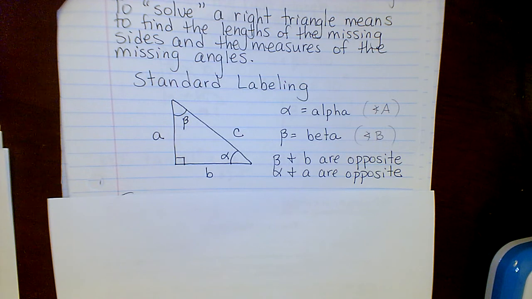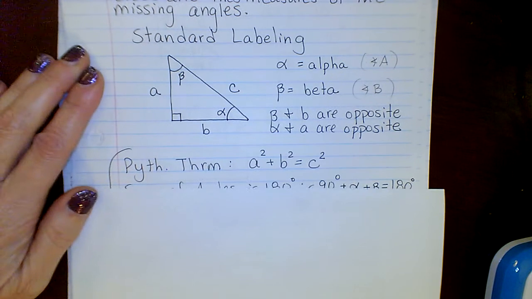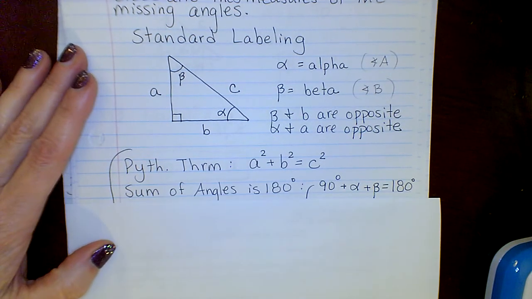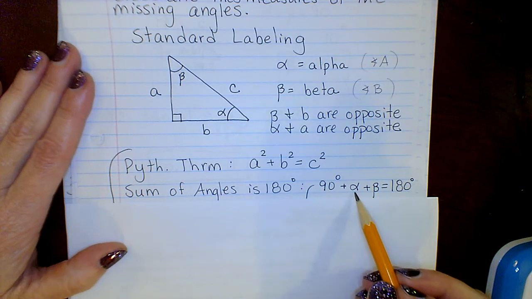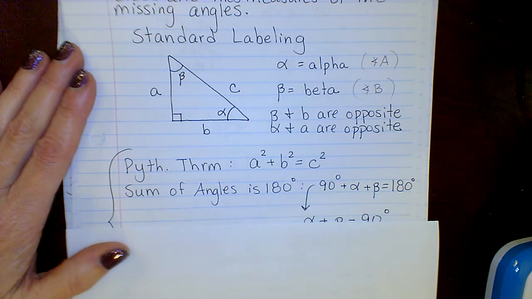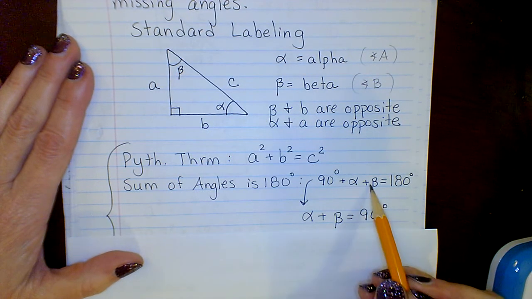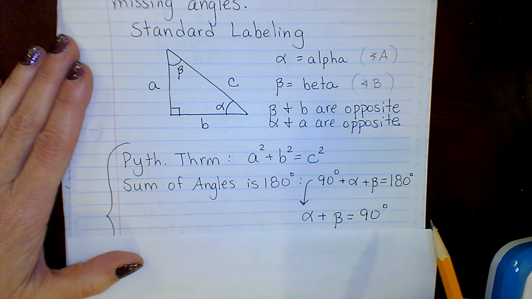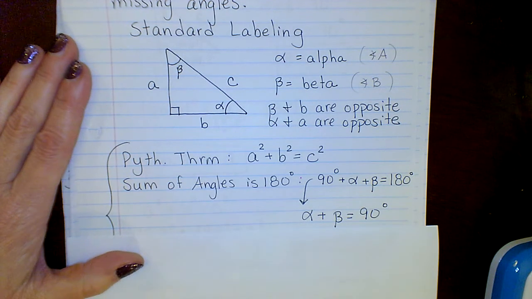Now, there's a couple of things we know about right triangles. We know that the Pythagorean Theorem holds for right triangles: A squared plus B squared is C squared. We also know the sum of the angles in every triangle is 180 degrees. That means my right angle plus alpha plus beta is 180. So alpha plus beta must be 90, because 90 plus 90 is 180. You can use that abbreviated version of this.